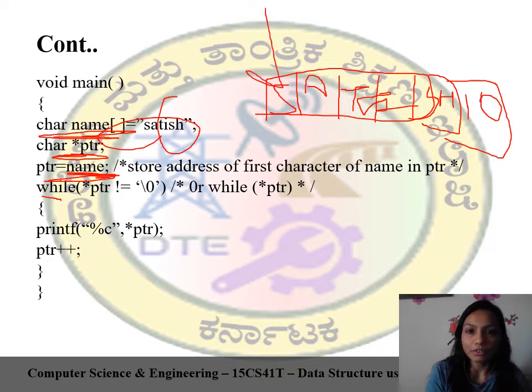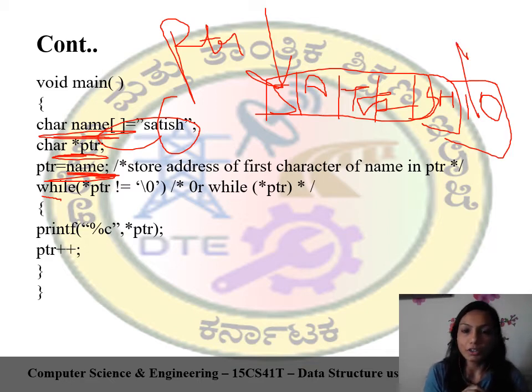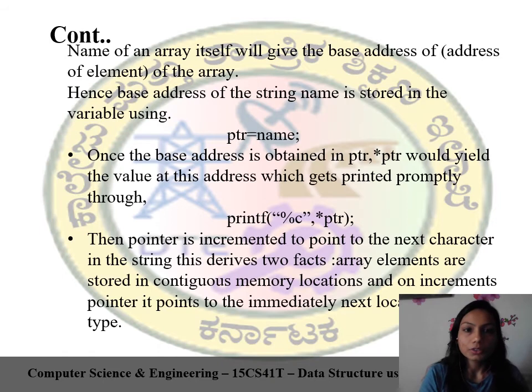The pointer PTR initially will point to the first location. It will go on incrementing to the next address, and it will do so till null. So it will print Satish. It will not print null because you will come out of the while loop. This I just told you: the name of the array itself will give you the base address.